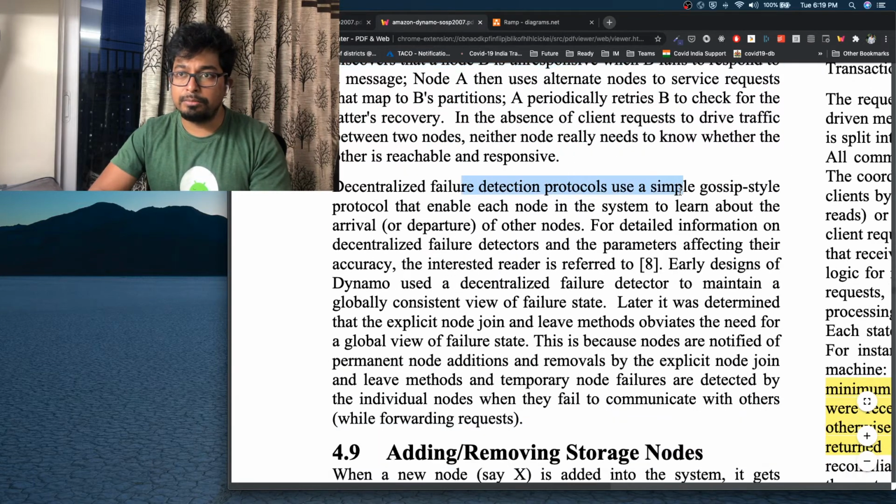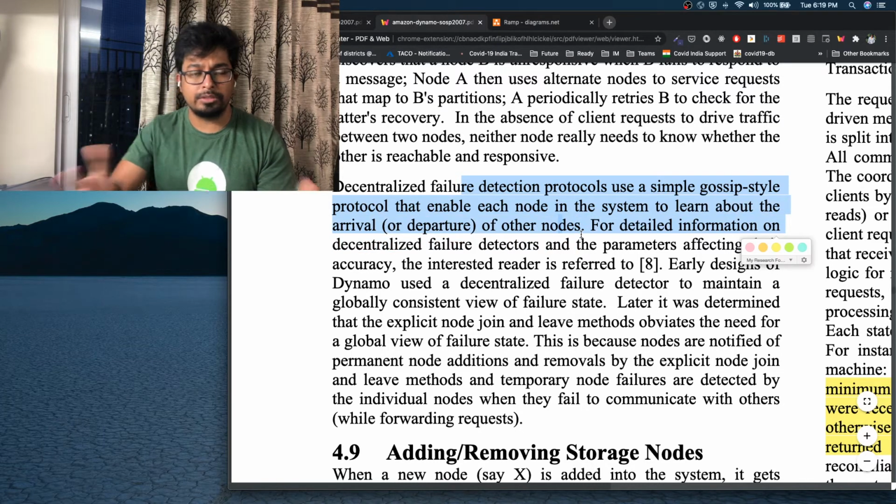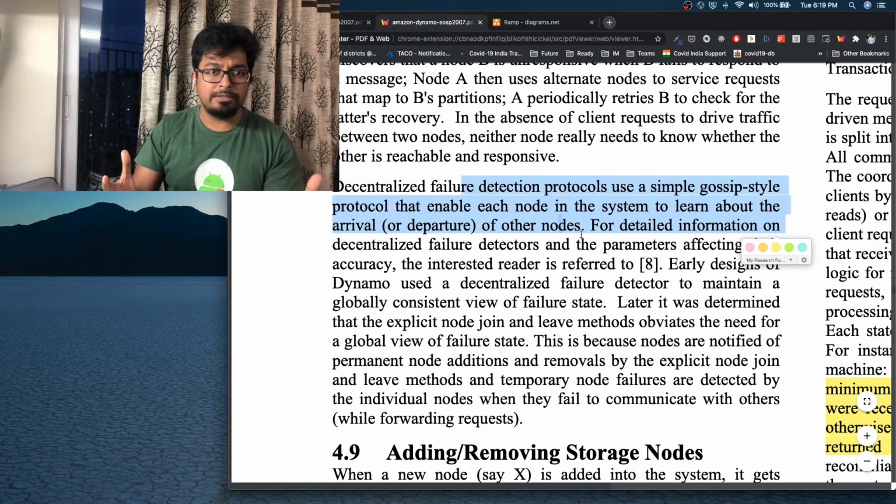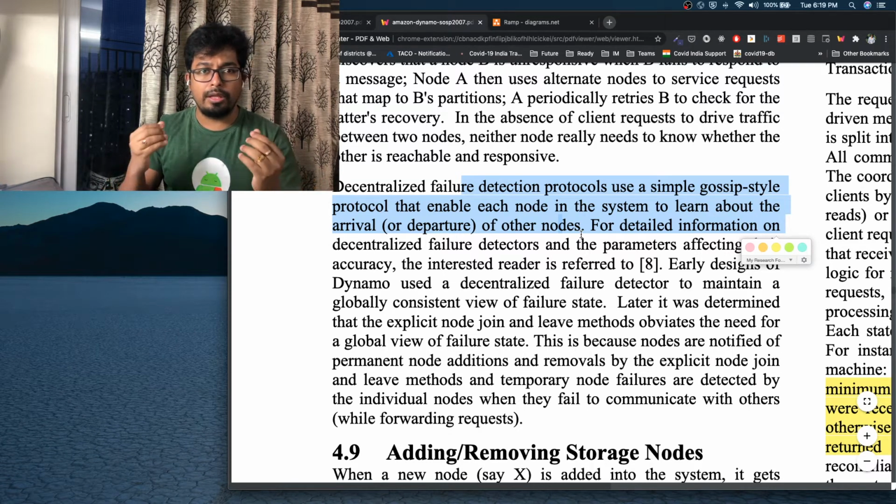Decentralized failure detection protocols use a simple gossip style protocol that enables each node in the system to learn about the arrival or departure of the nodes. Because think about each node is talking to each of their neighbors, so any change quickly propagates throughout the ring.